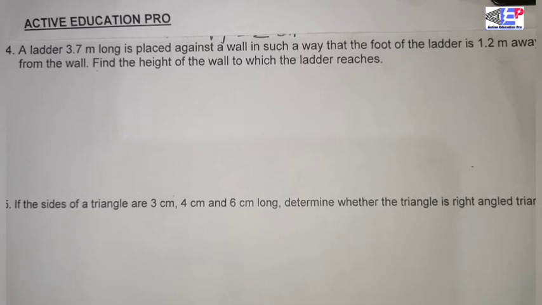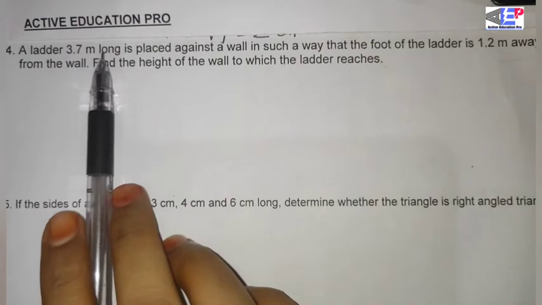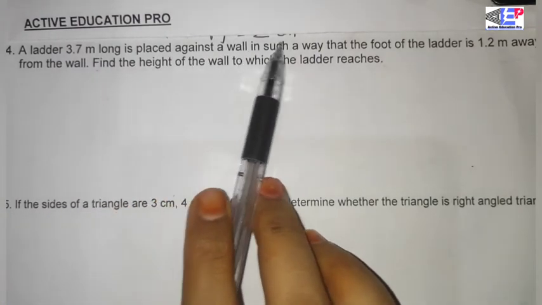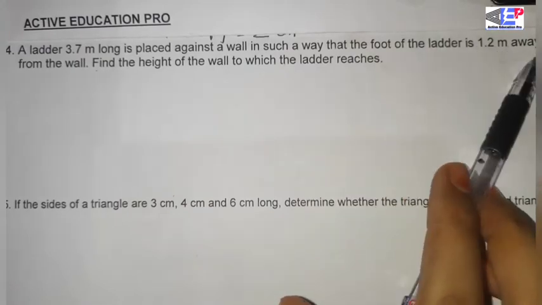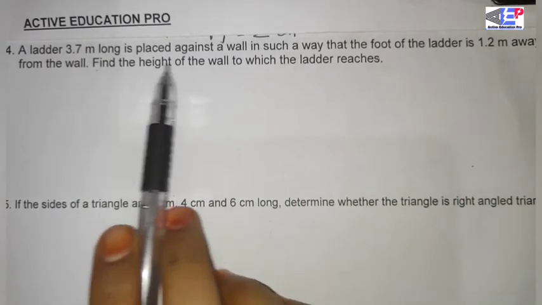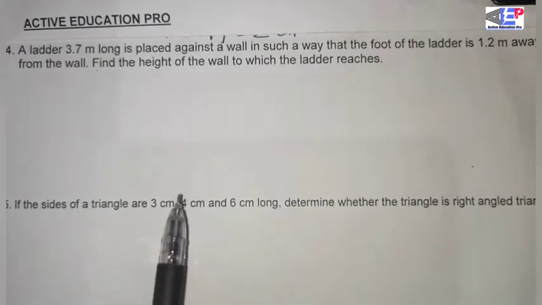So now it is time to start question number 4 from the R D Sharma mathematics book. Question number 4: a ladder 3.7 meter long is placed against a wall in such a way that the foot of the ladder is 1.2 meter away from the wall. Find the height of the wall to which the ladder reaches.